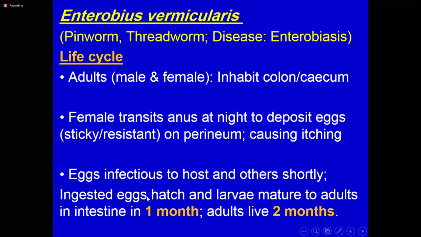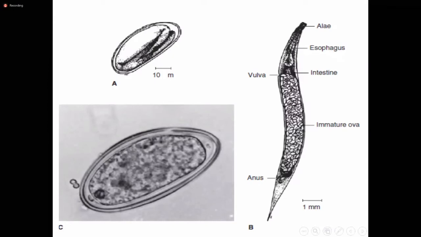The eggs can hatch when taken by an individual and release larvae in the intestine, and the larvae become adults within 1 month. The adult worm lives for 2 months. And we can see it here. This is the Enterobius vermicularis worm, with tapered ends. And this is the egg. This egg is characterized by one side being flat. When you see an egg with a flat side, this is an Enterobius vermicularis egg.